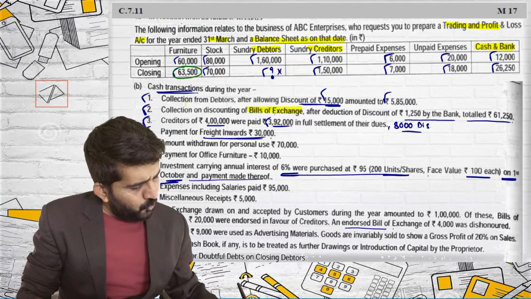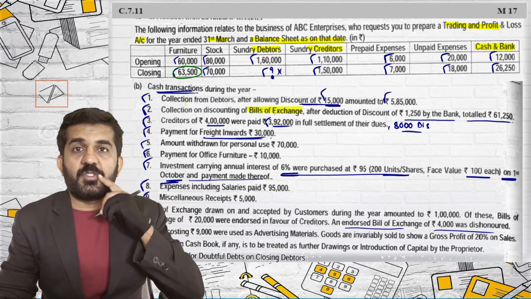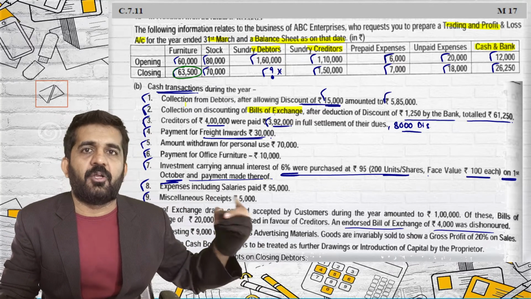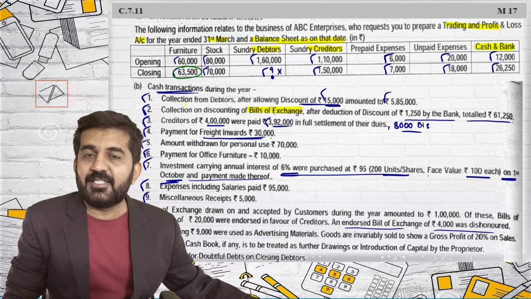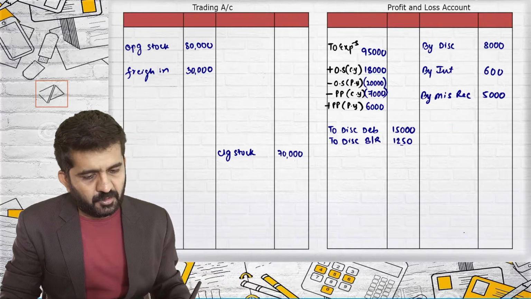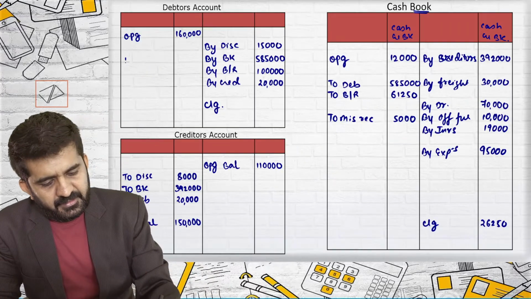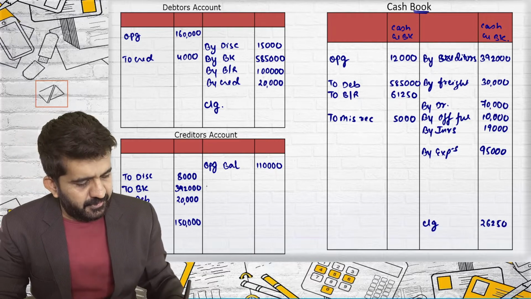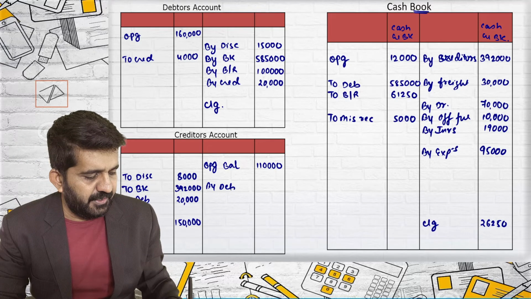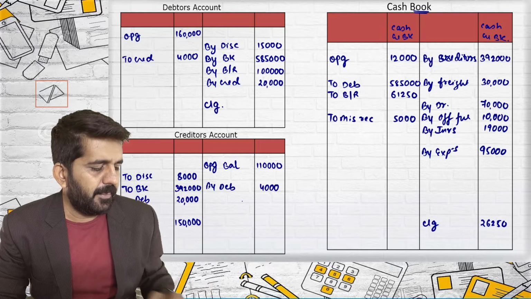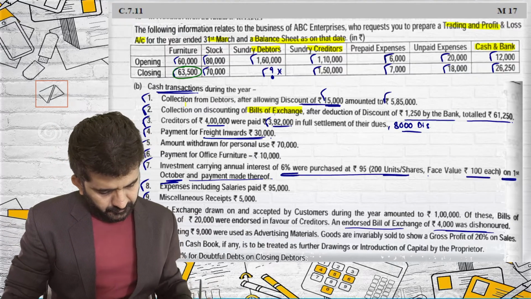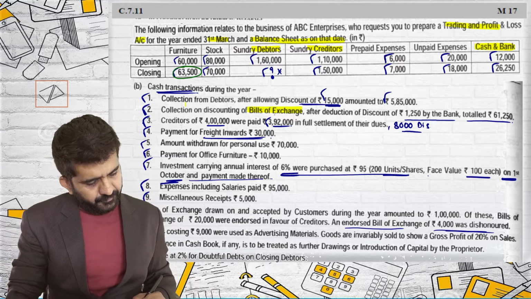Of the endorsed bills of exchange, 4,000 was dishonored. Endorsed bill dishonored: debtors will again become your debtor, creditor will again become your creditor. Debtors account debit to creditors is 4,000. Creditors account credit by debtors is 4,000. I have done this point.